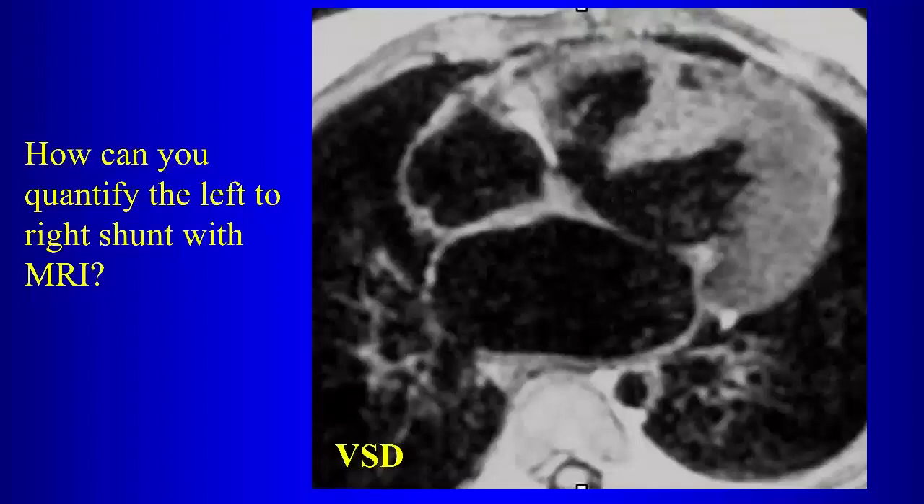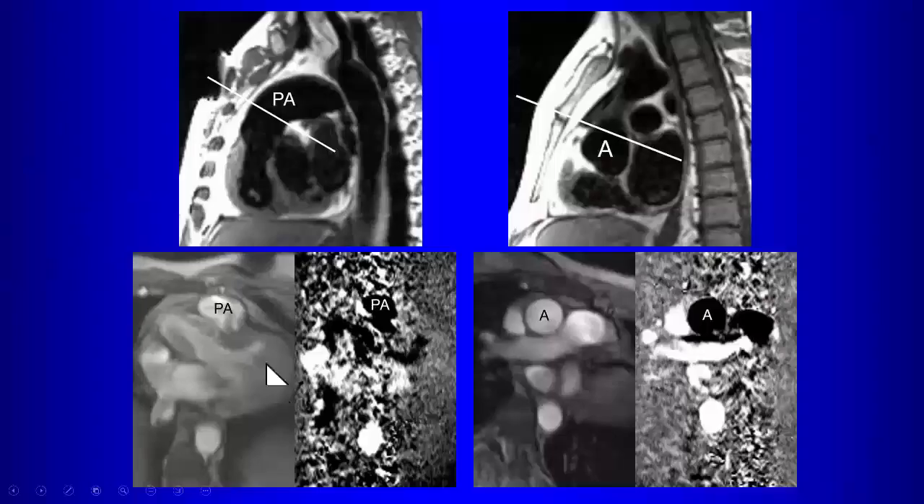So using phase contrast imaging, you measure the flow in the aorta and you compare that to the flow in the pulmonary artery. If you have a left to right shunt, what should happen? Normally, the flow should be equal, the same. But if you have a left to right shunt, what happens? The flow in the pulmonary artery is greater than the flow in the aorta.